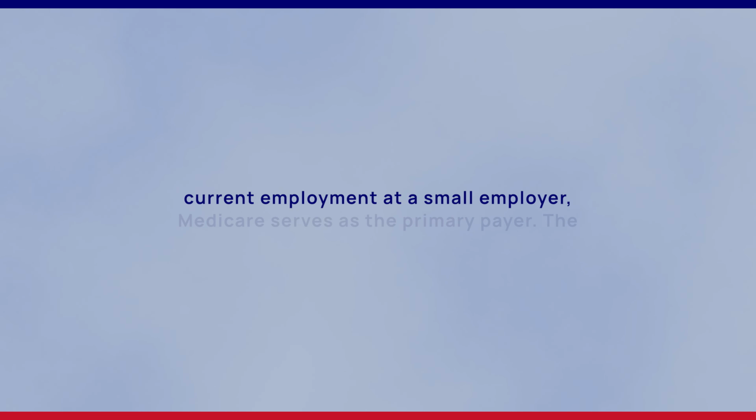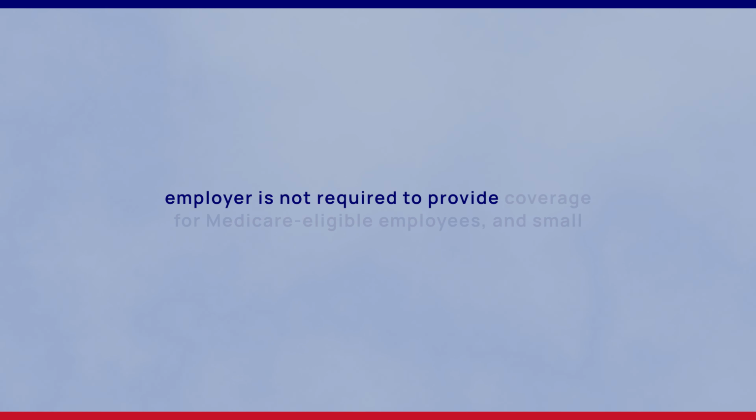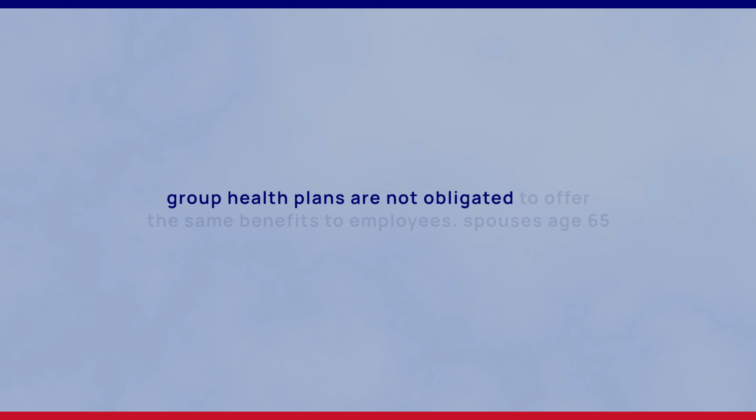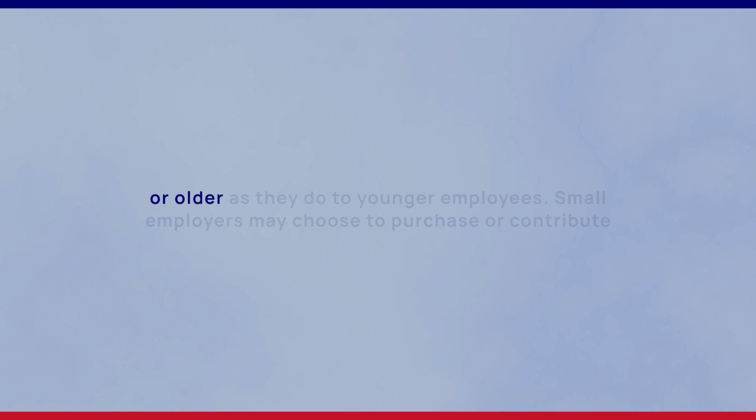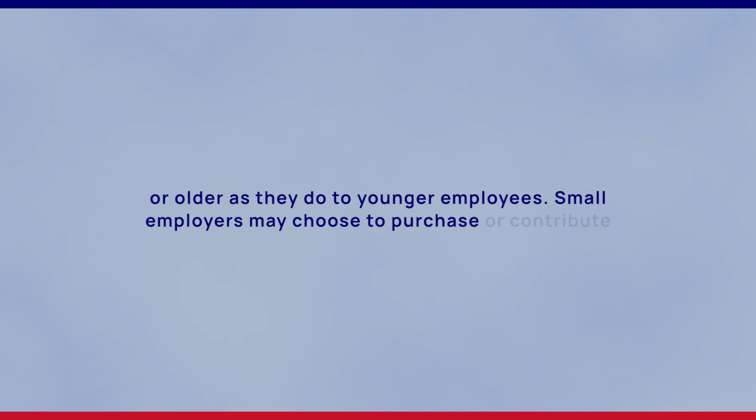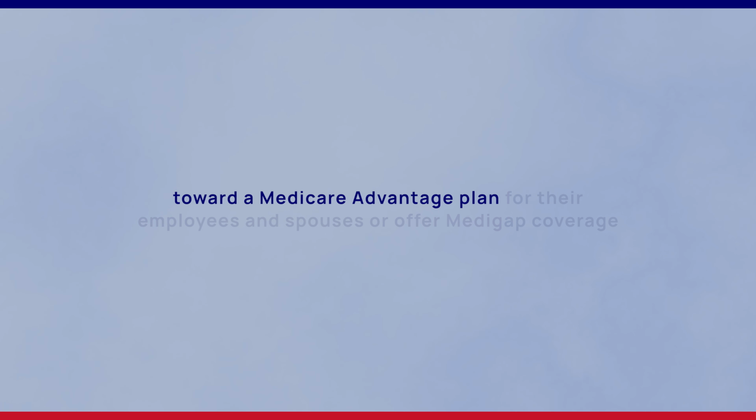For individuals with group health coverage through their own or a spouse's current employment at a small employer, Medicare serves as the primary payer. The employer is not required to provide coverage for Medicare-eligible employees, and small group health plans are not obligated to offer the same benefits to employees and spouses age 65 or older as they do to younger employees. Small employers may choose to purchase or contribute toward a Medicare Advantage plan for their employees and spouses, or offer Medigap coverage, which is not limited to the standardized plans.